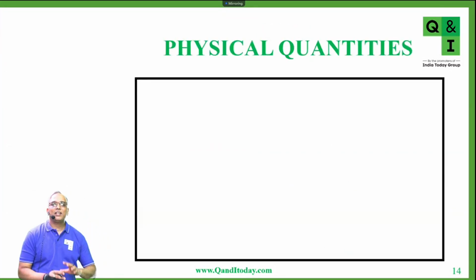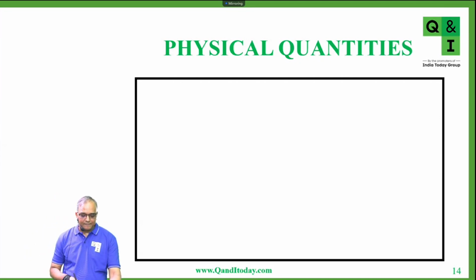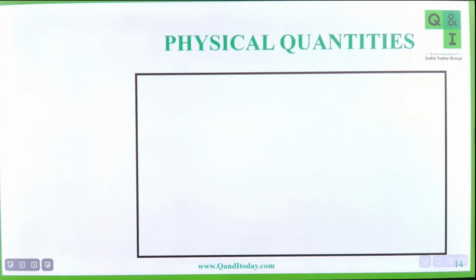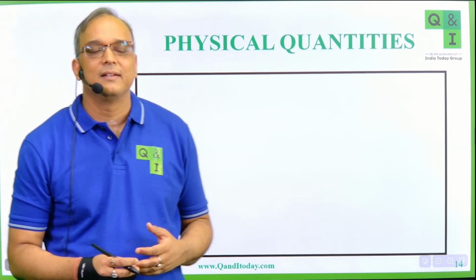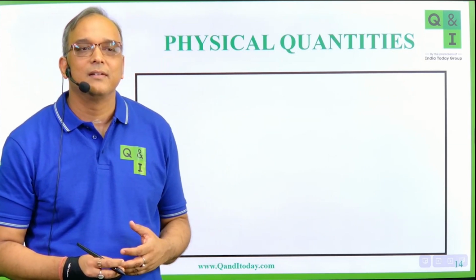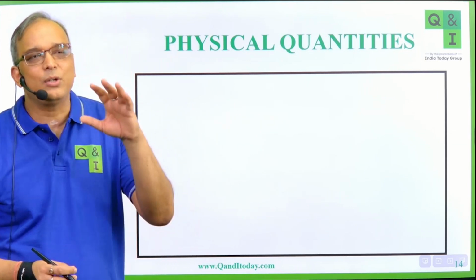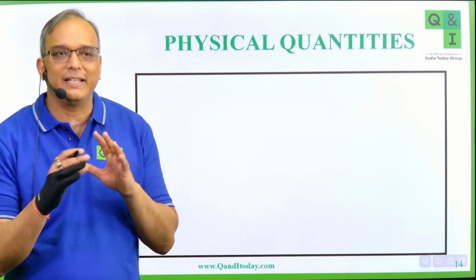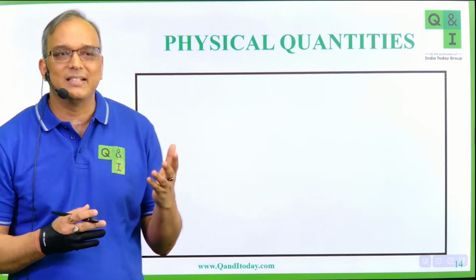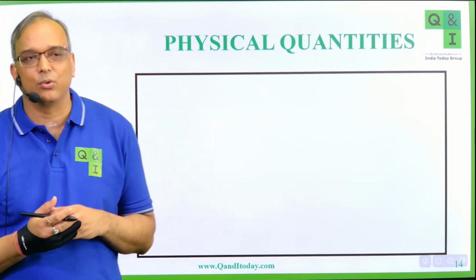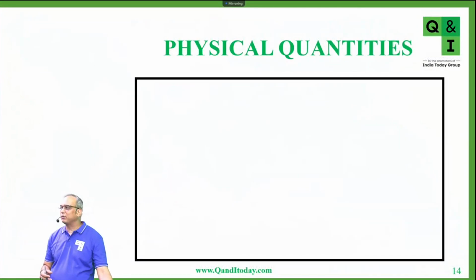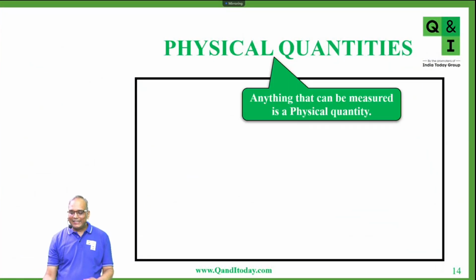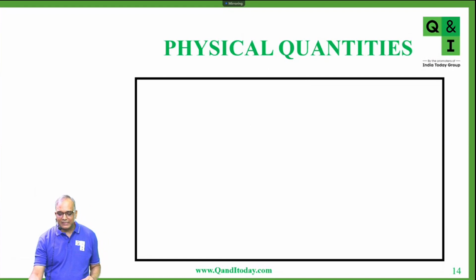Now, what are physical quantities? Can anyone tell me what physical quantities are? Anyone who wants to answer? The one which requires only the magnitude to be measured. Yeah, so any quantity in physics which can be measured is called a physical quantity. All quantities which can be measured are said to be physical quantities. Anything that can be measured is called a physical quantity.